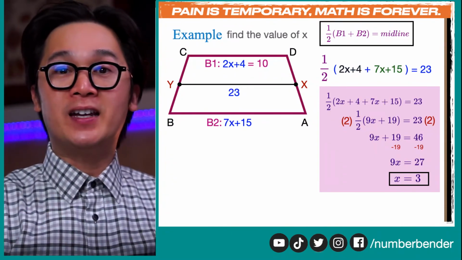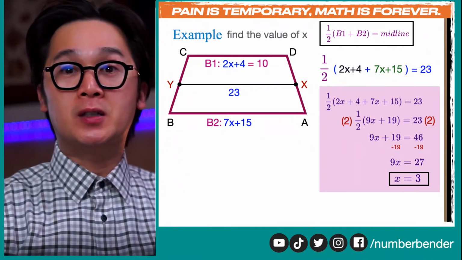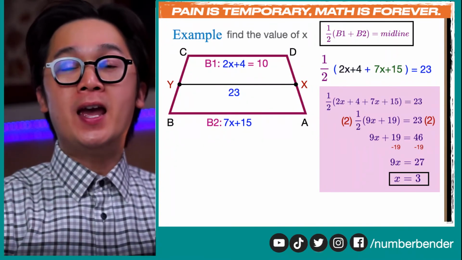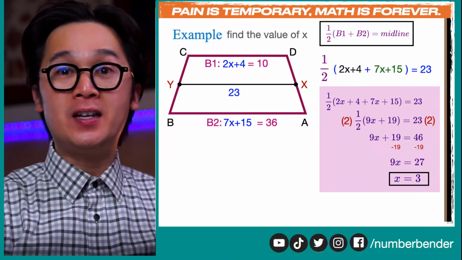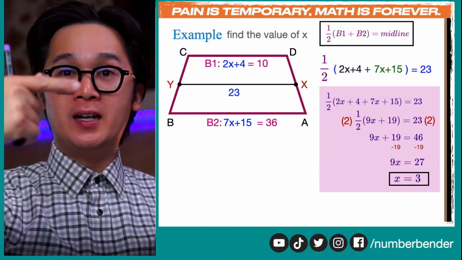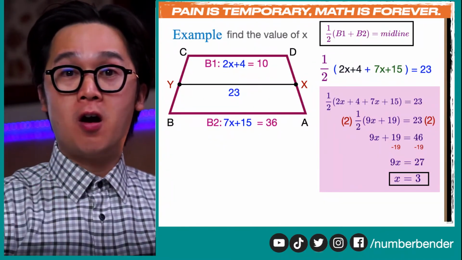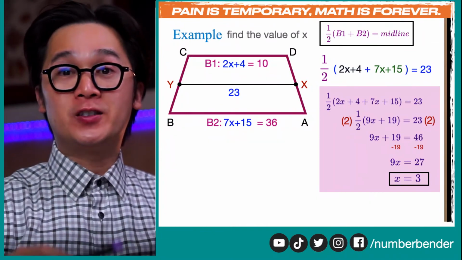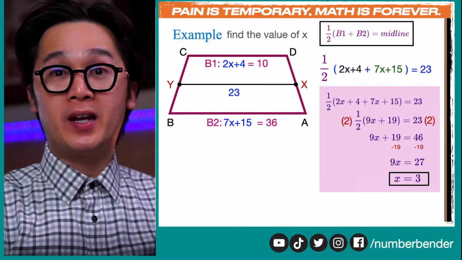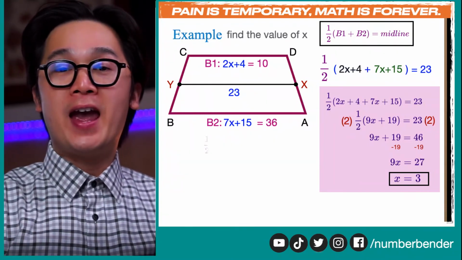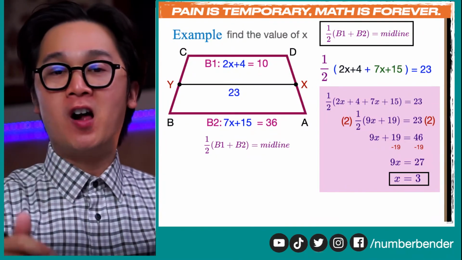The median is equal to 23 units, which is given in our problem. And the bottom base, which is 7x plus 15, using our x value of 3, 7 times 3 is 21, added to 15, will have 36 units. And you will see that the top base, the median, and the bottom base, their actual measurements correspond to the definition of a trapezoid and our bases. So the smallest measurement is the top base, the biggest measurement is our bottom base, and the median is equal to 23.